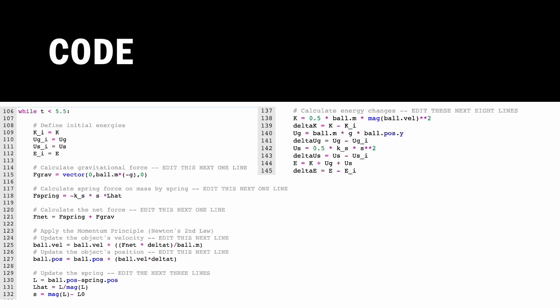Here is the while loop used to calculate values. The initial values, seen in lines 108 to 112, were defined in the setup slide. The rest of the calculations include net force calculations, lines 117 to 121, position and velocity update calculations, lines 125 and 127, and changes in energy, lines 137 through 145.